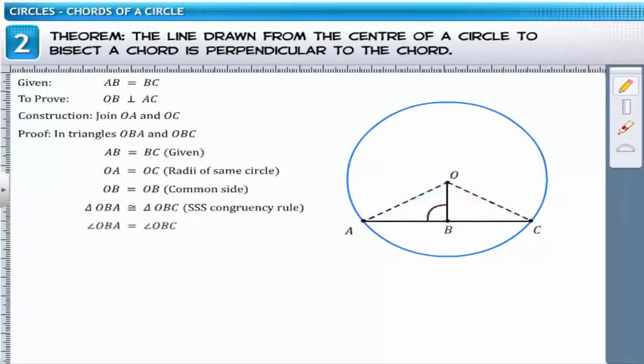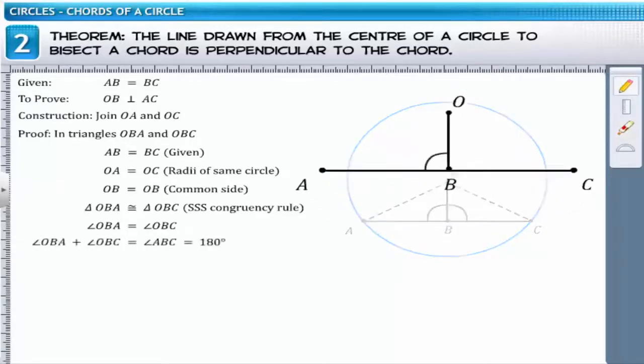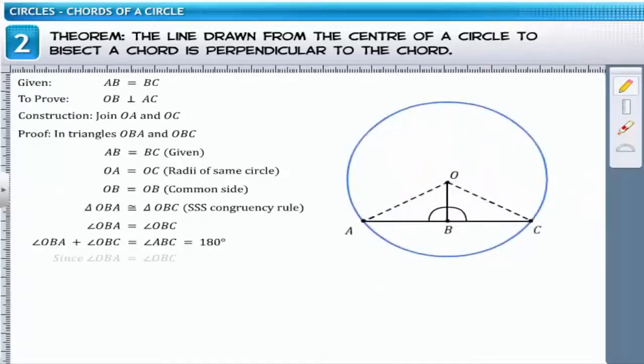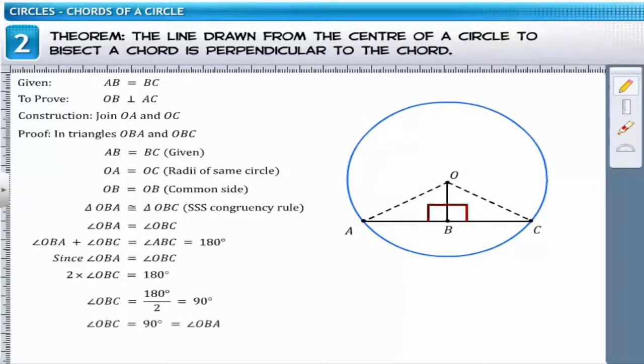This also means that angle OBA equals angle OBC since congruent triangles have their corresponding angles equal. Angle OBA and angle OBC are equal and together equal to the straight angle ABC, which equals 180 degrees. This means that angle OBA and angle OBC are both right angles. This also means that OB is perpendicular to AC. So the theorem is proved.